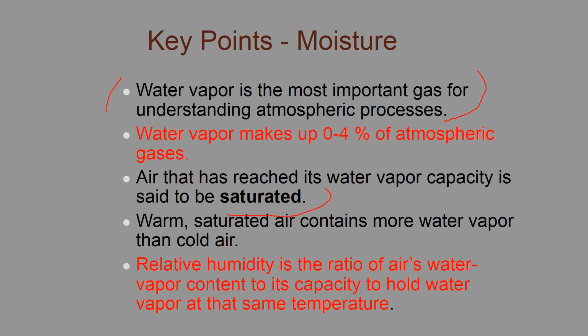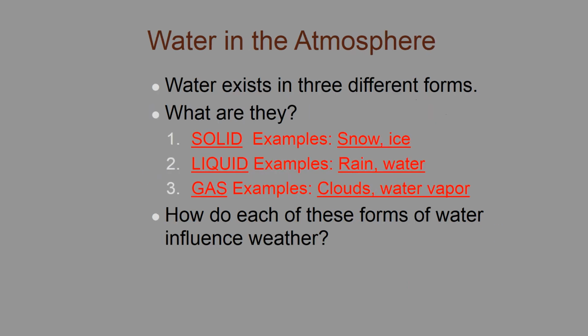This has to be known as saturated. Warm saturated air comes from more water vapor. Now this is a key thing because I'm going to give you the definition in a minute. Relative humidity is the ratio of the air's water vapor content to its capacity to hold water vapor at the same temperature. So the ratio of the water vapor to the capacity at the same temperature.